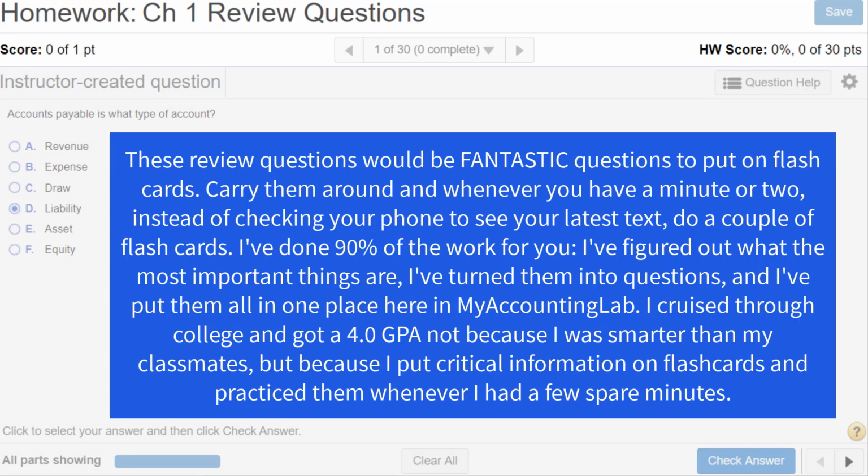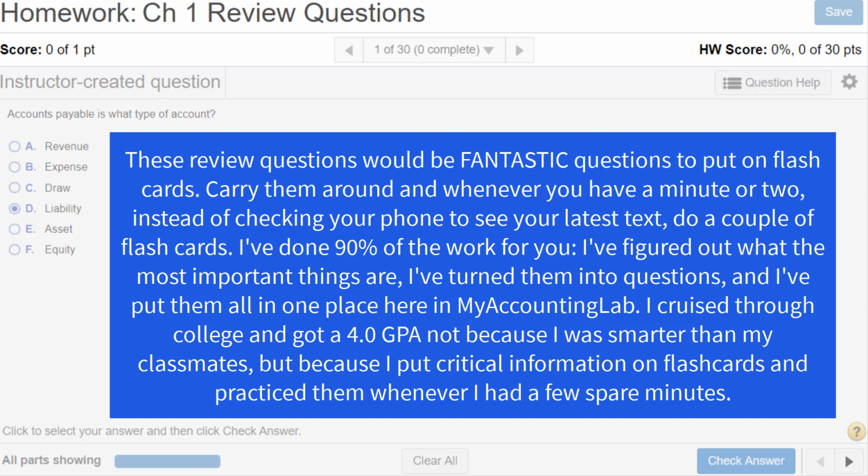These review questions would be fantastic questions to put on flashcards. Carry them around, and whenever you have a minute or two, instead of checking your phone to see your latest text, do a couple of flashcards. I've done 90% of the work for you. I've figured out what the most important things are, I've turned them into questions, and I've put them all in one place here in my accounting lab.